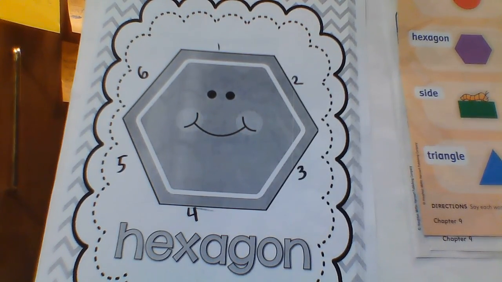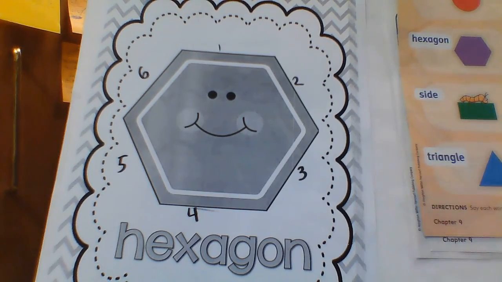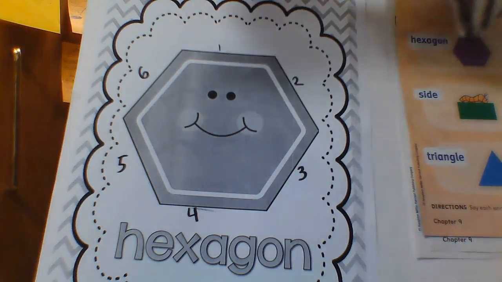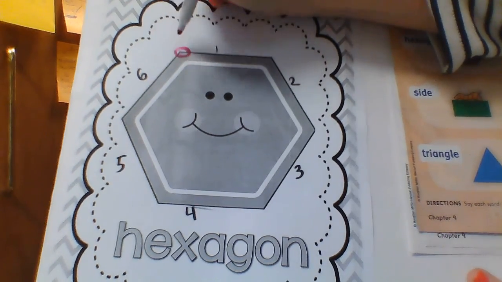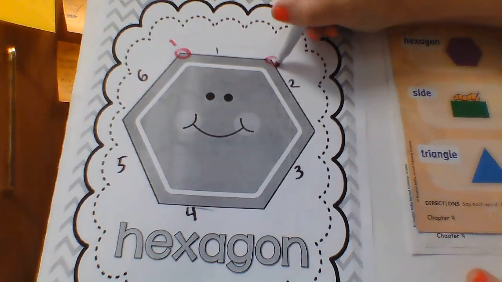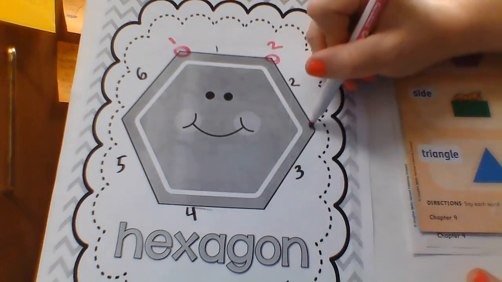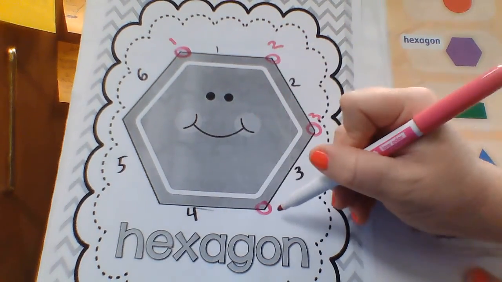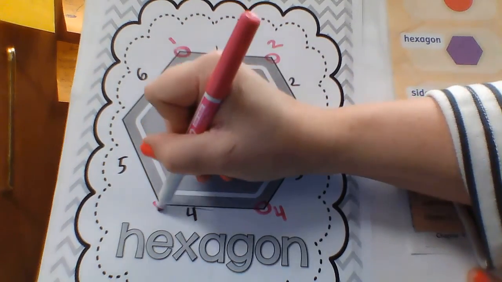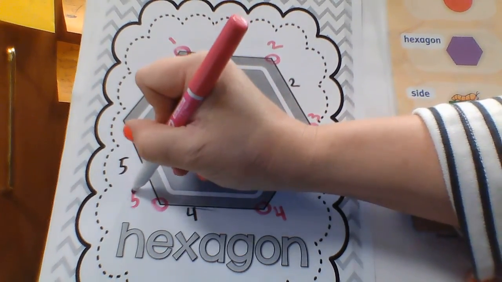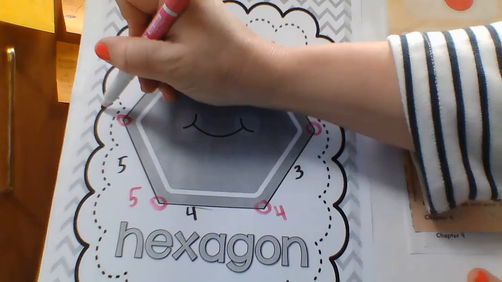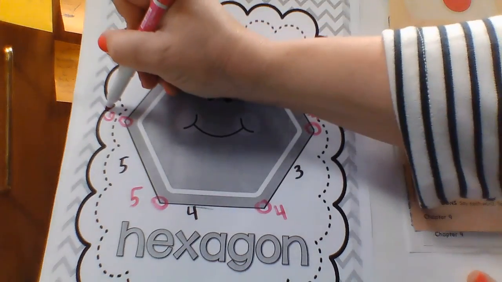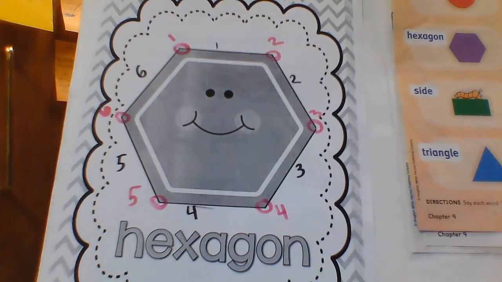Now let's count the vertices or points. Some people call it the corners. I'm going to do that with pink. Here's a point. 1, 2, 3, 4, 5, 6. 6 vertices or points on a hexagon.